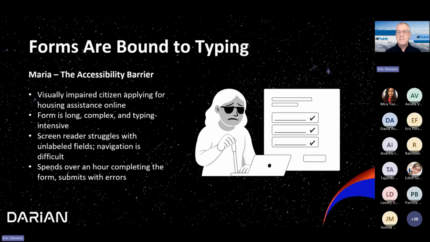And many of you have faced that challenge, and we've helped you out improving the fillable PDFs, making them more accessible, but there are limits. So imagine Maria, visually impaired, applying for housing assistance online. The form is long, complex, and typing intensive.